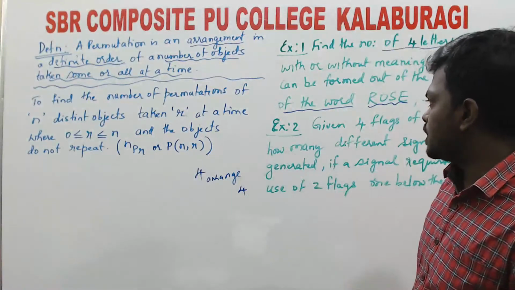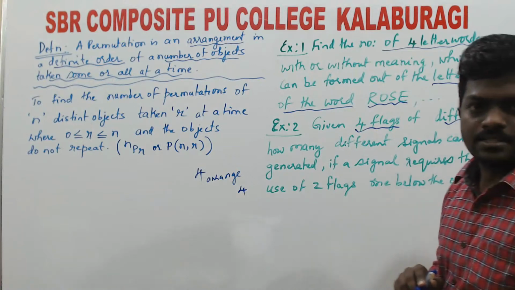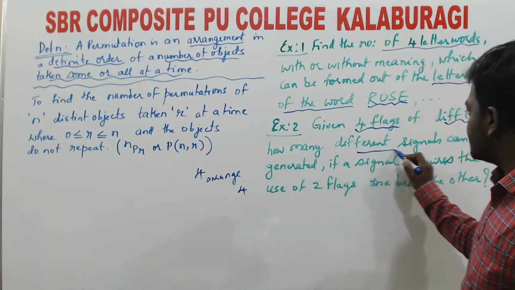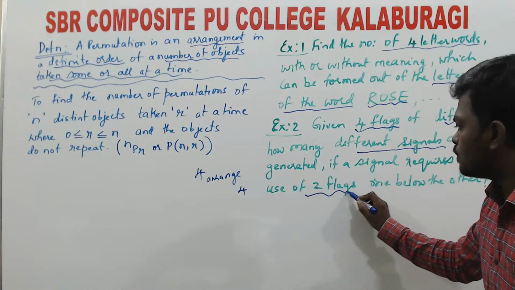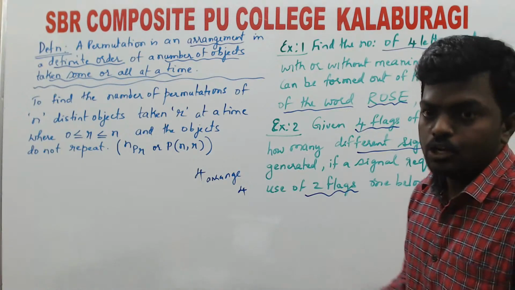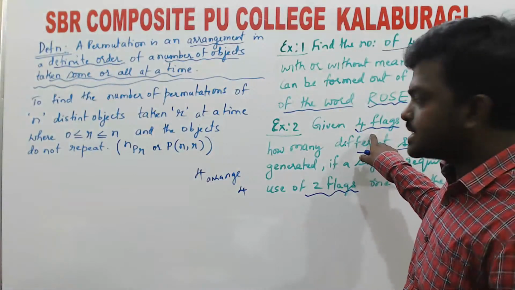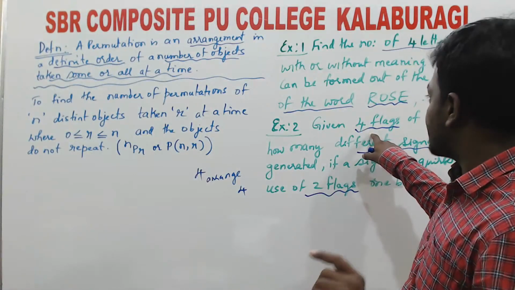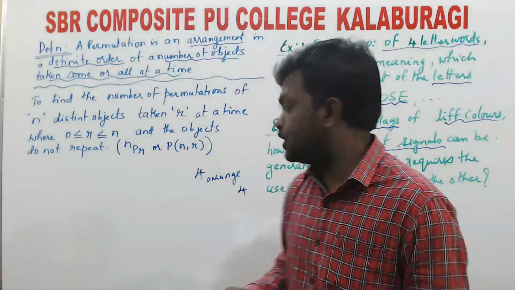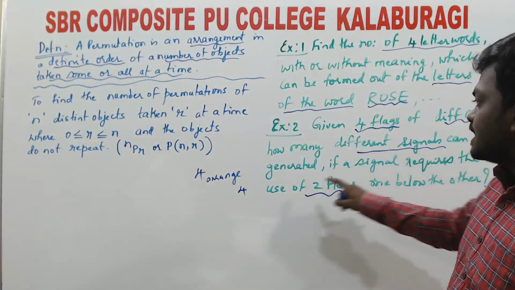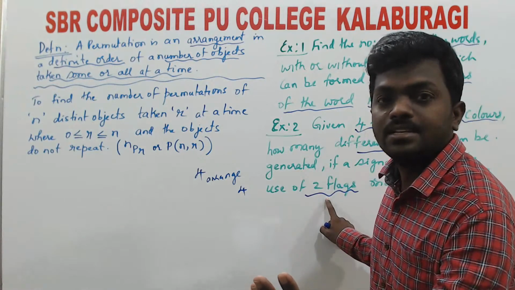Now example two. Given four flags of different colors, how many different signals can be generated if a signal requires the use of two flags, one below the other? So what is our second question, students? Four flags of different colors are given to us. What is the task we need to do? How many different signals can be generated if a signal requires the use of two flags?